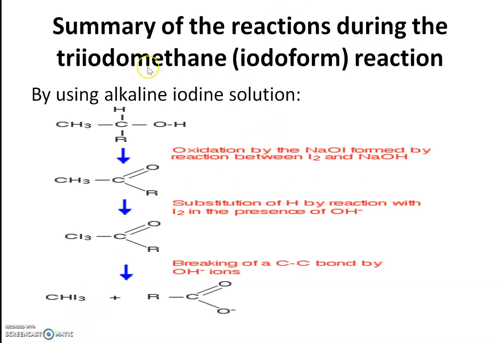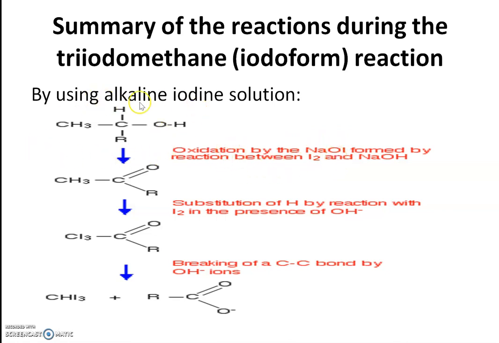Summary of the reaction producing triiodomethane. By using alkaline iodine solution, what happened actually? This is a methyl alcohol, with the OH-bearing carbon directly attached to the methyl group. The first step is oxidation by NaOI, formed by the reaction between I2 and NaOH. We are using alkaline iodine solution, so alkaline means an alkali, sodium hydroxide, and iodine means I2. So they will form sodium hypoiodite.